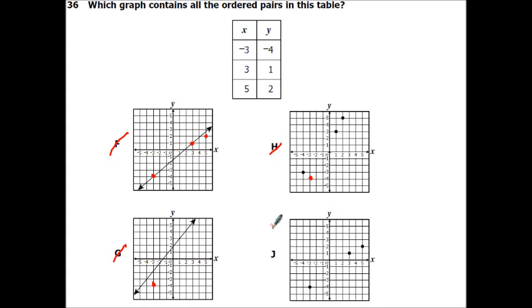So hopefully J is going to get it for us. So we're right there. (3, 1) and (5, 2). Alright, so J is our answer. So all we did was look at our function table here, and just plotted the points to make sure they were on everything.